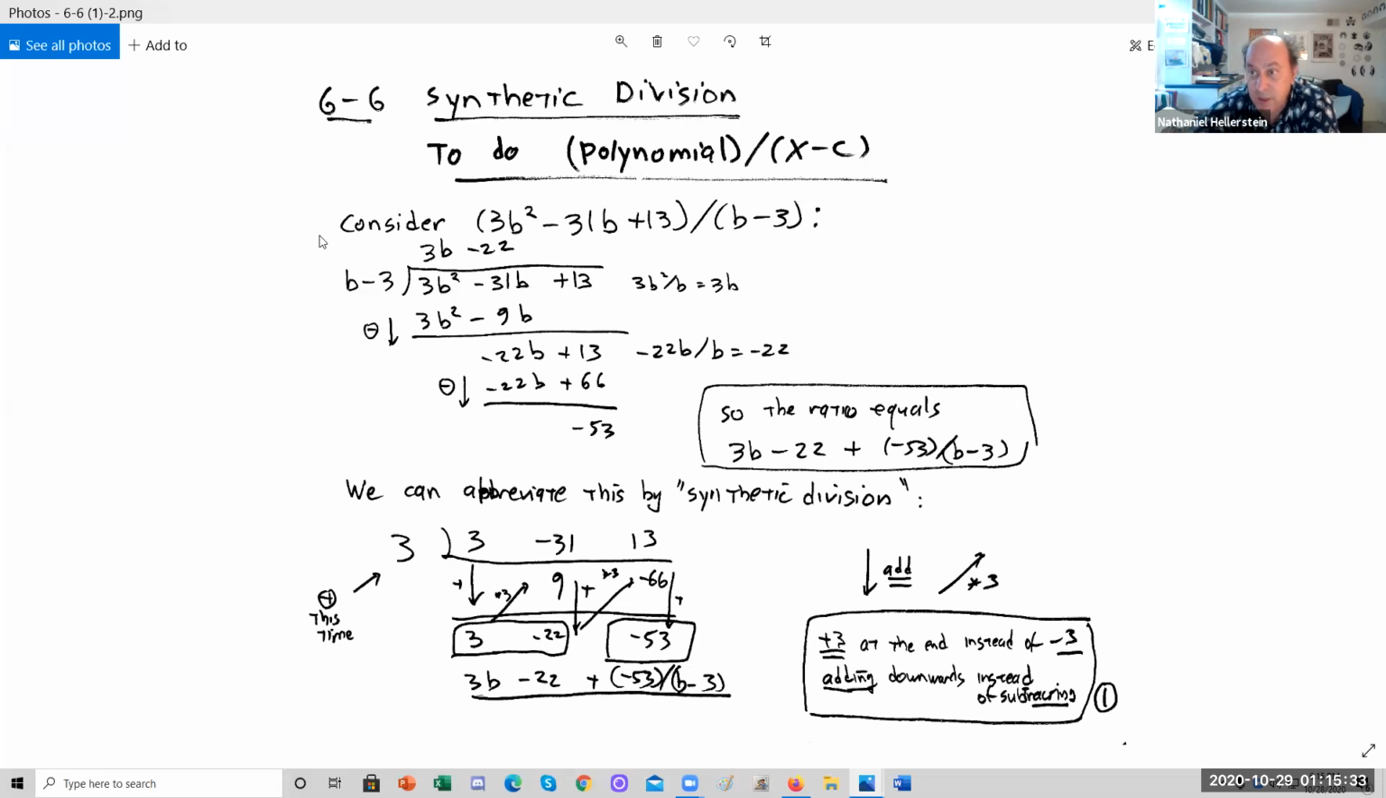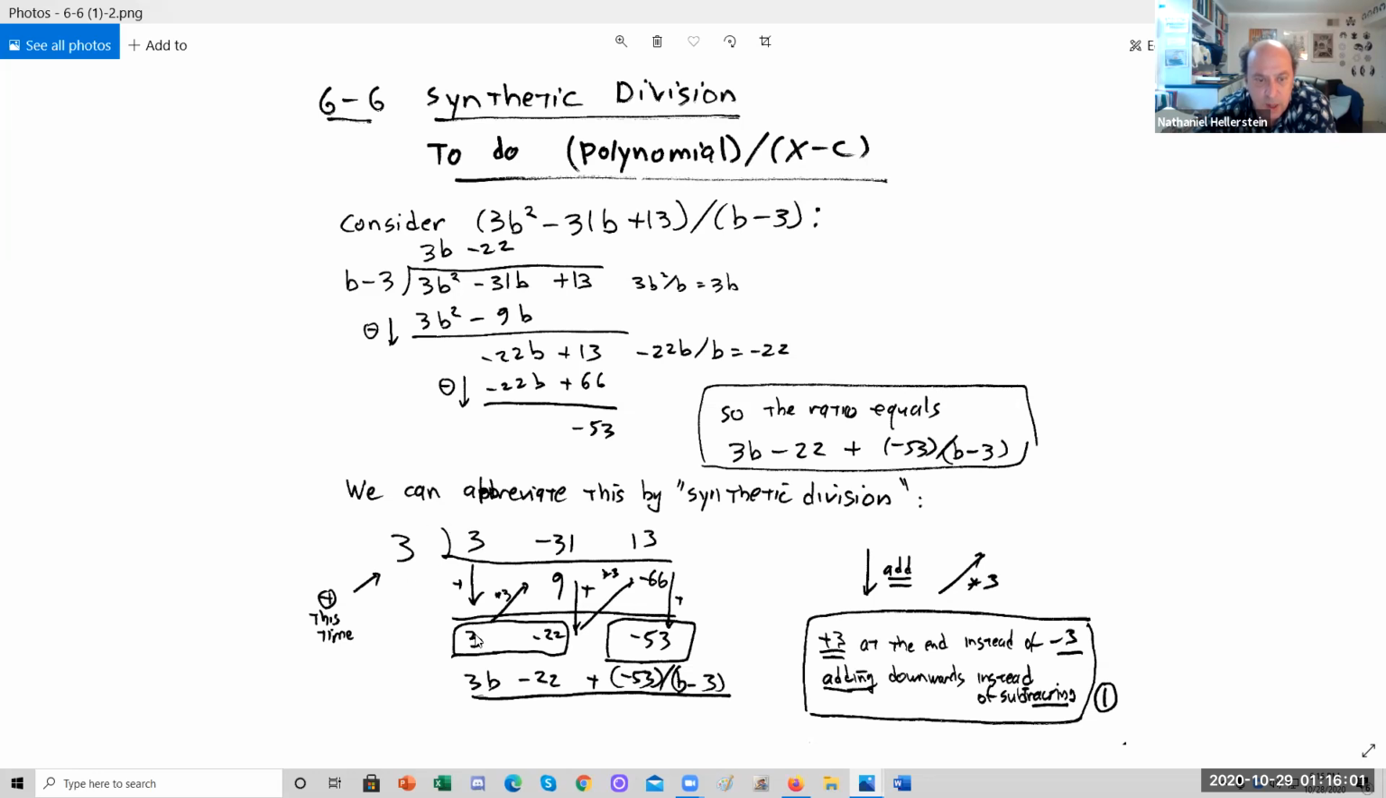Now we'll do the same thing in an abbreviated fashion by something called synthetic division. The idea, we start off with a 3, negative 31, 13, and we put them here. And instead of having a b minus 3, we put a plus 3 here. So we flip this sign from here to here. Then we'll do this kind of zigzag process, where every time we go down, we add. Every time we go up and to the right, we multiply by this positive 3.